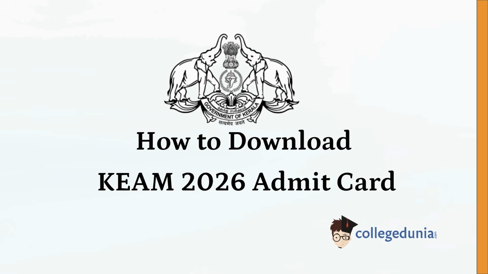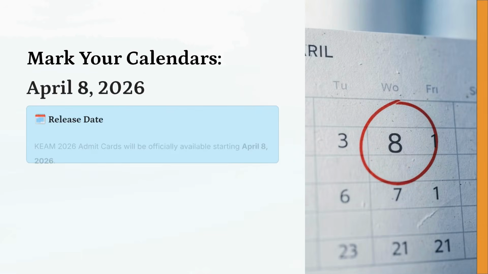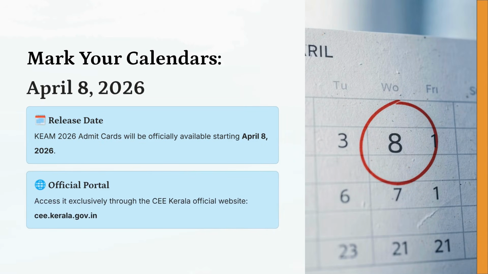Getting ready for KEAM 2026? Here's a simple step-by-step guide to help you download your admit card without any confusion. So let's get started. Mark your calendars as KEAM 2026 admit card will be released tomorrow, that is on 8th April 2026. Candidates can download it only from the official website, which is cee.kerala.gov.in. Make sure you avoid any unofficial websites to keep your details safe.